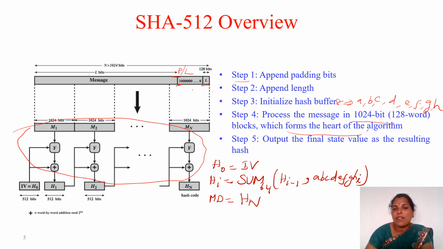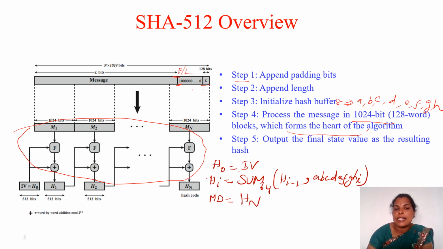Generally we have H naught equal to IV. IV is the initialization vector. What is H naught equal to IV? We have 8 registers, and those initial registers we call the initial vector. Then we find H i equal to the addition modulo 2 power 64 of the previous hash value and all the registers, that is the last register value. Then the message digest MD is equal to the last hash value.